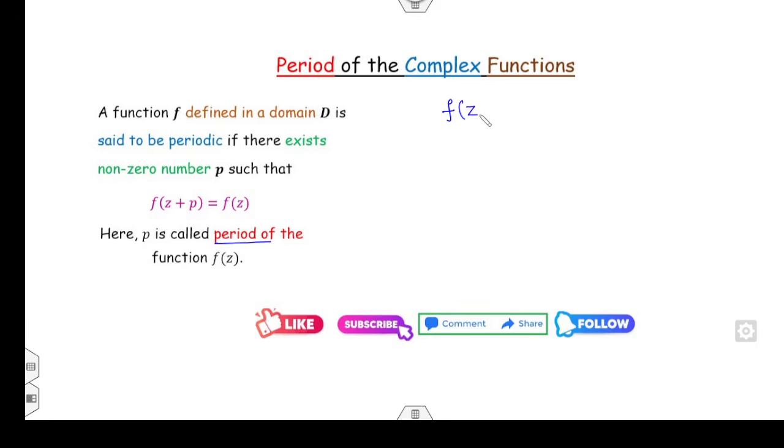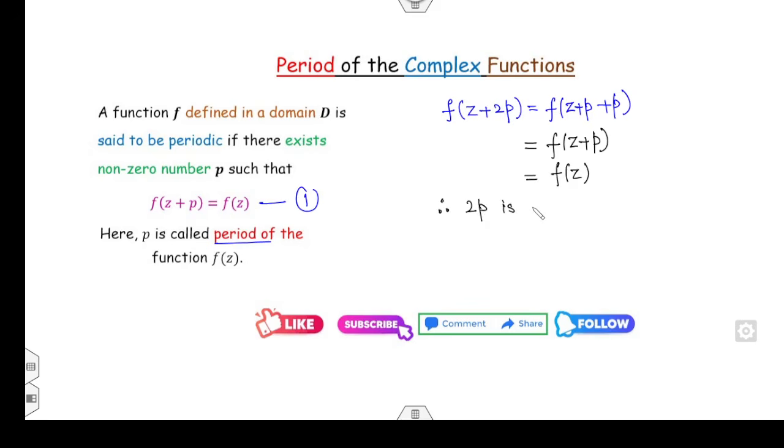Now, once we know f of z plus p equals f of z, that means p is the period of the complex function. So can you calculate the value of f of z plus 2p? I can define this number as z plus p plus p. Again, by using the definition, equation 1, I can write it as f of z plus p. Fine. Again, by using equation 1, I can write it as f of z. So what does it imply? 2p is also a period of f of z.